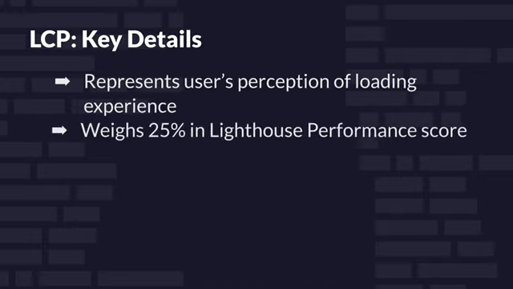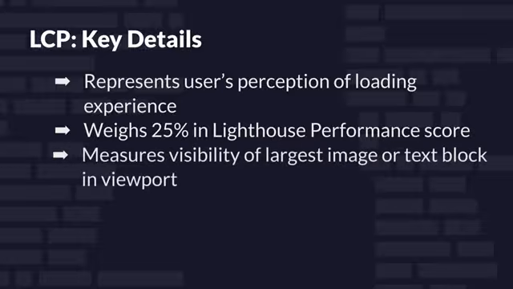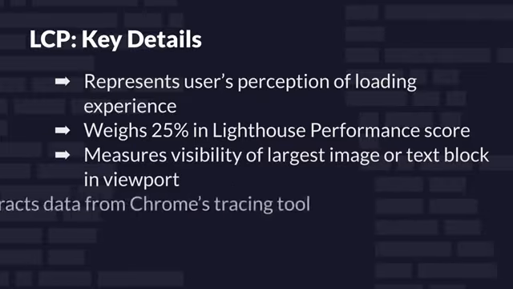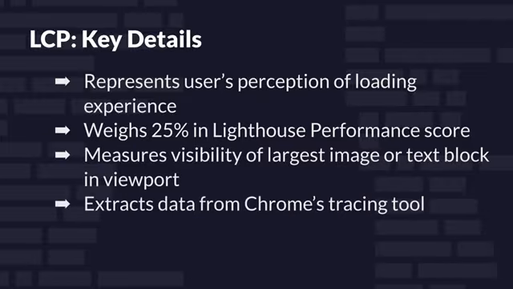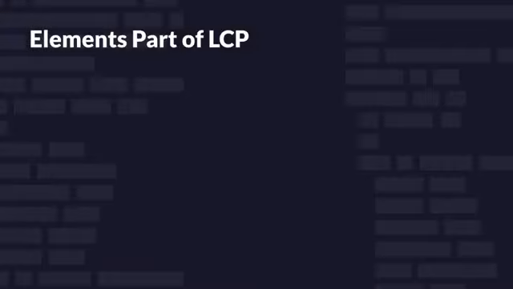And the Lighthouse performance score weighting is 25%. What it measures: the point in the page load time when the page's largest image or text block is visible within the viewport. How it's measured: Lighthouse extracts LCP data from Chrome's tracing tool. And is the largest contentful paint a web core vital? Yes.